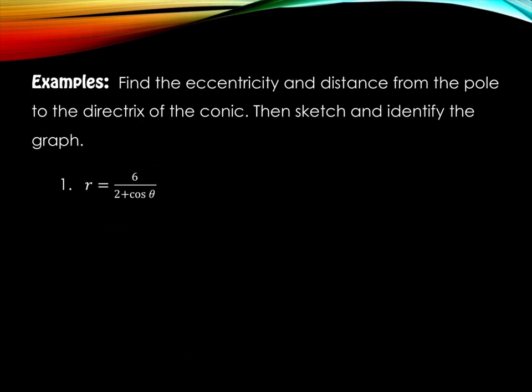All right, so we're going to take a look at 3 examples. The first one, we're going to find the eccentricity and distance from the pole to the directrix of the conics, and then we're going to sketch and identify the graph. So remember back in chapter 9 when we turned things into the geometric series form, and we were looking at a over 1 minus r, and we were trying to manipulate that to look like what it's supposed to look like? We're going to be doing the same thing here for these equations.